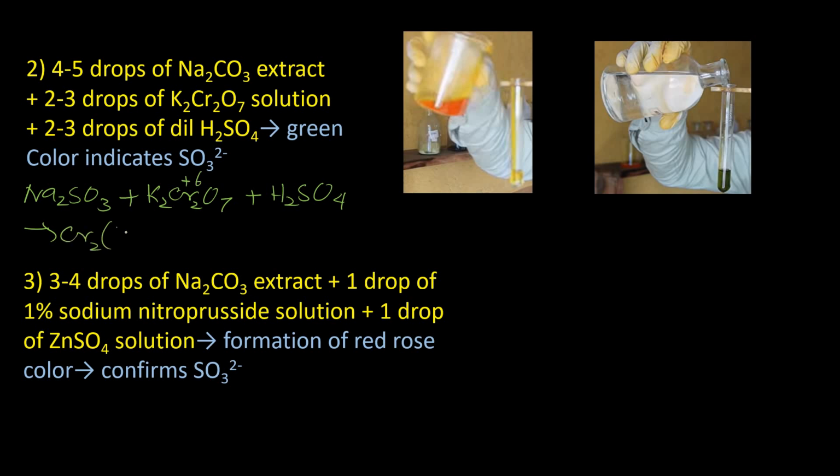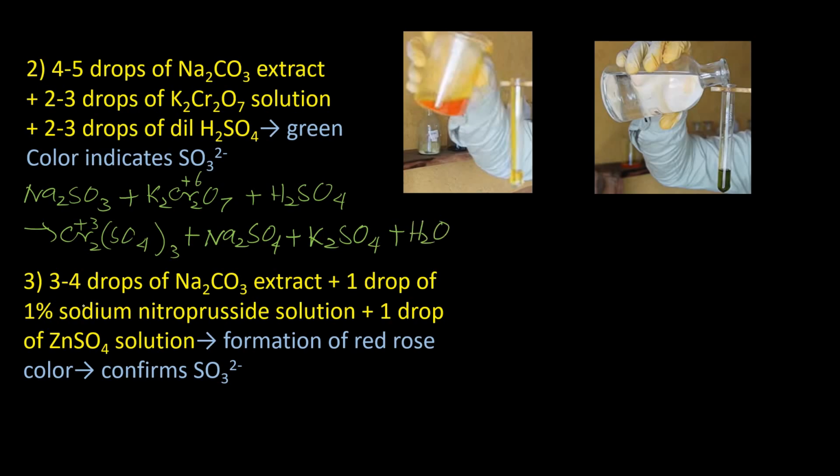So Cr2(SO4)3. Here it is in +3 state. And similarly, sulfurous will be converted to sulfuric acid. So all will be in the form of sulfate. So it will be sodium sulfate plus potassium sulfate plus water.